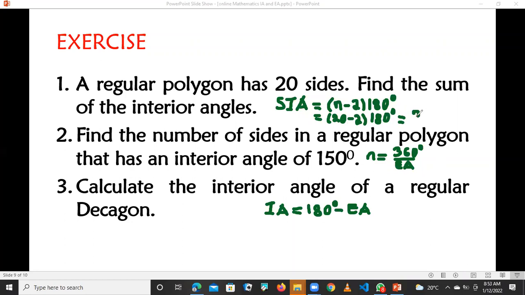So this is what you're going to do. Please, you need to master these things. In the exams, they come always. 3,240 degrees. Okay, that's what you're going to have. Then number two. We are saying find the number of sides in a regular polygon that has got the interior angle of 1.